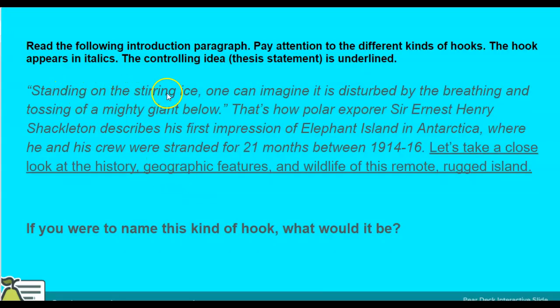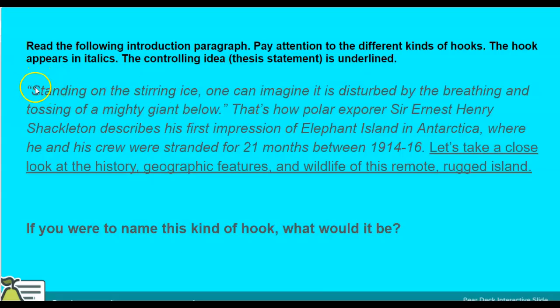Or standing on the stirring ice, one can imagine it is disturbed by the breathing and the tossing of the mighty giant below. That's how polar explorer Sir Ernest Henry Shackleton describes his first impression of Elephant Island in Antarctica, where he and his crew were stranded for 21 months between 1914 to 1916. Let's take a close look at the history, geographic features, and wildlife of this remote, rugged island. If you were to name this kind of hook, what would it be?